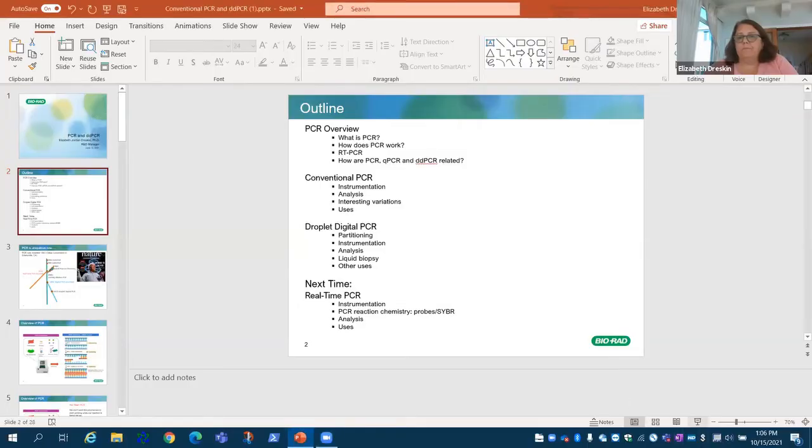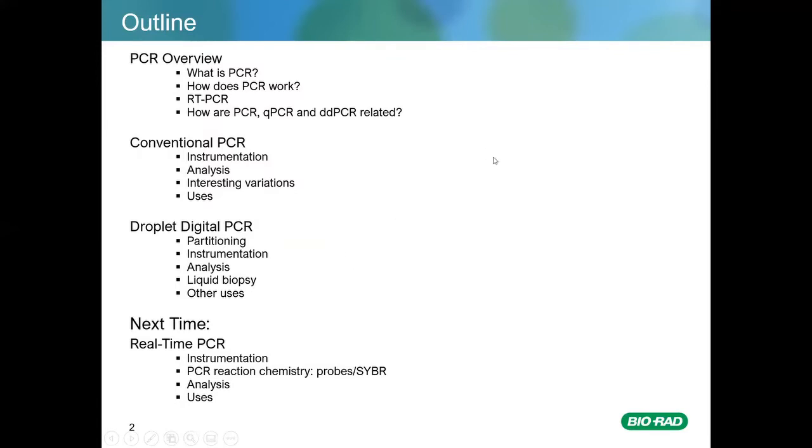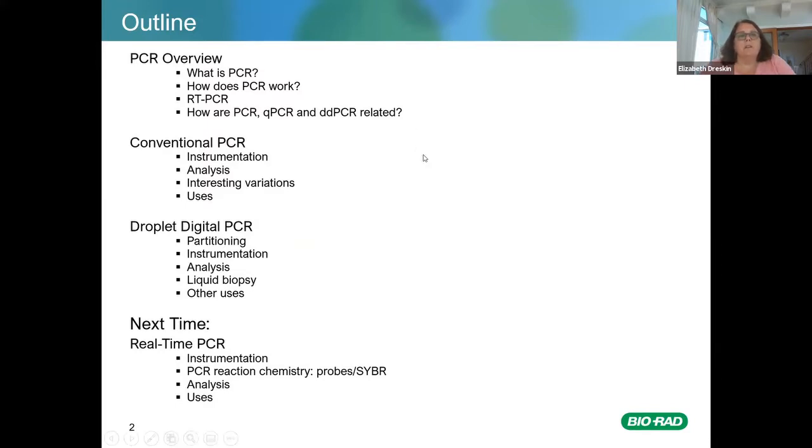Thanks, Bryony. I'm gonna share my screen and then get this started. Okay, so I'm just going to give a brief overview of PCR, how it works, how PCR, quantitative PCR, and Droplet Digital PCR are all related, and then a little bit about conventional PCR, Droplet Digital PCR, and then next time, real-time PCR.